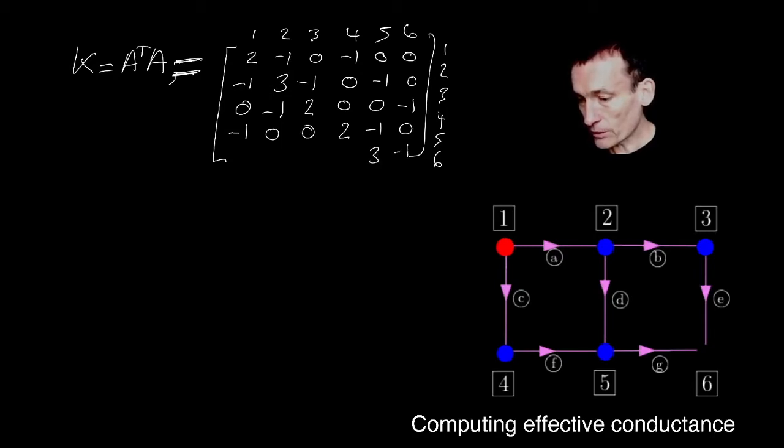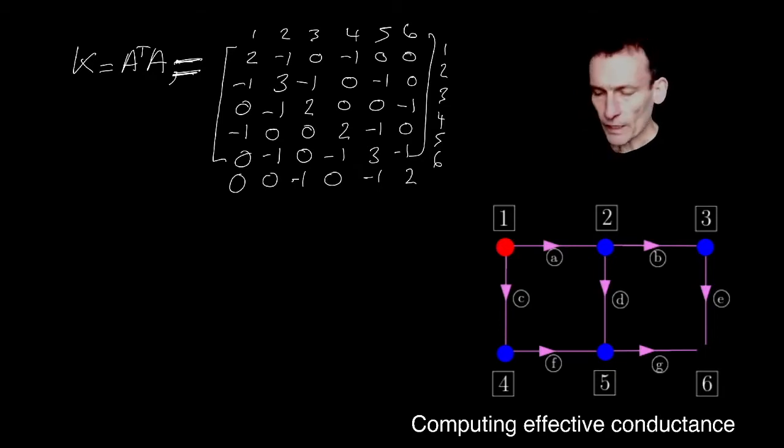Node 5 has 3 edges connected to it. It's connected to node 6, what is that? Node 2 and node 4. And then node 6 has 2 edges connected to it, and that's 5 and 3. So there's the Laplacian, if you wanted to look at the full Laplacian.